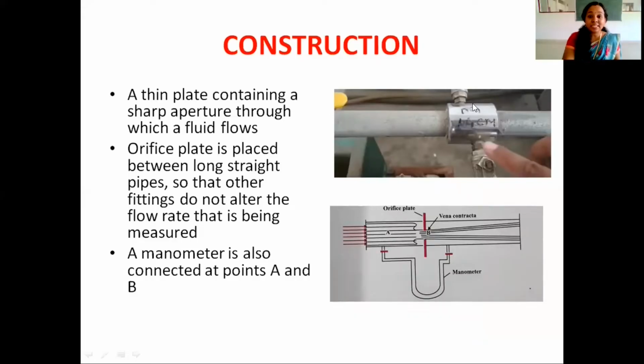Orifice meter is a thin circular plate with a hole on it. Or, orifice meter is a thin plate containing a sharp aperture through which liquid is flowing. Orifice meter is placed in a long pipeline, installed so that other fittings do not alter the flow rate that is being measured. A manometer is placed between the initial section and the orifice section of a pipeline. So these are the important points regarding the construction part of the orifice meter.